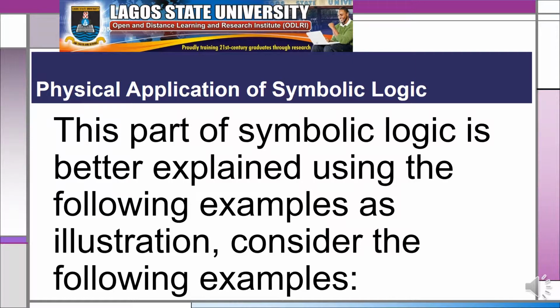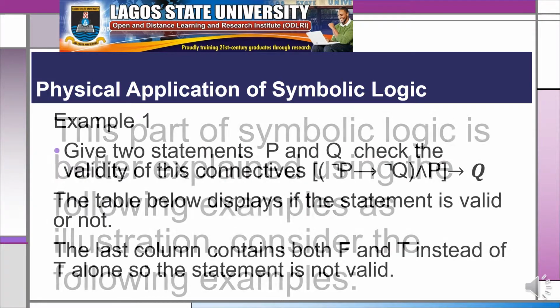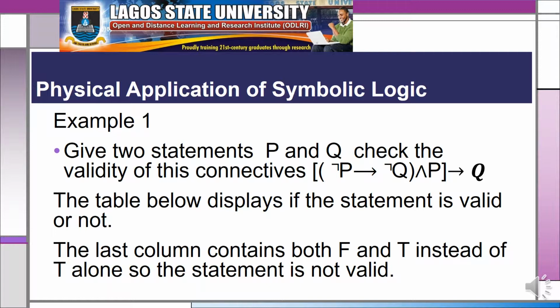This part of symbolic logic is better explained using the following examples as illustrations. Consider the following example. Example 1. Given two statements, P and Q, check the validity of these connectives. Not P implies not Q, and P altogether implies Q. The table below displays whether the statement is valid or not.